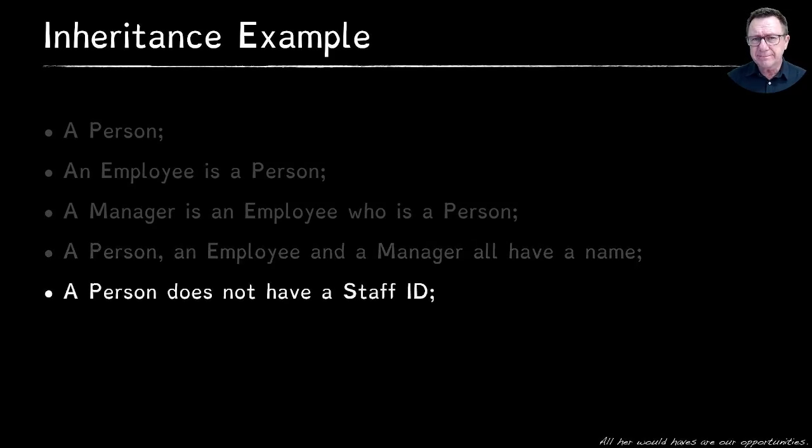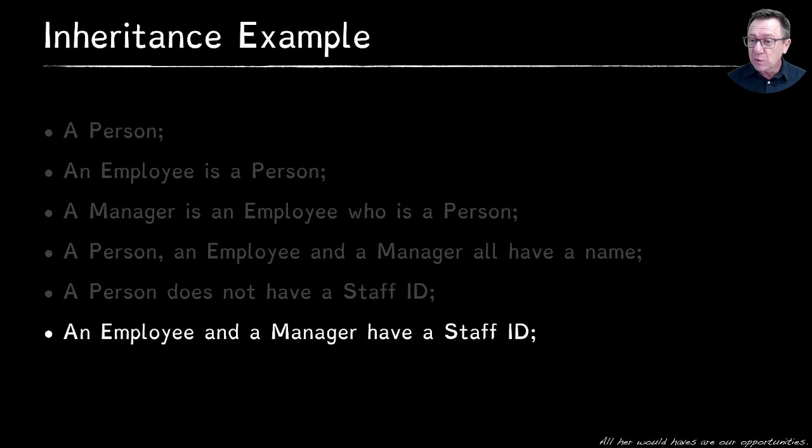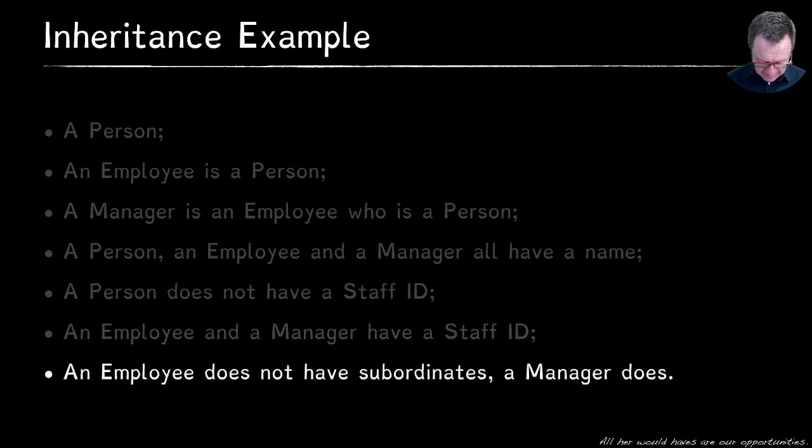Now, a person, for instance, doesn't have a staff ID. An employee and a manager both have staff IDs. And an employee doesn't have a list or a number of subordinates that report to him or her, but a manager does. So you can see that hierarchy. We start with a person, and then we can go down further to an employee, and then to a manager. The employee has everything that a person has, and a manager has everything an employee has, keeping in mind that the employee also has everything a person has.